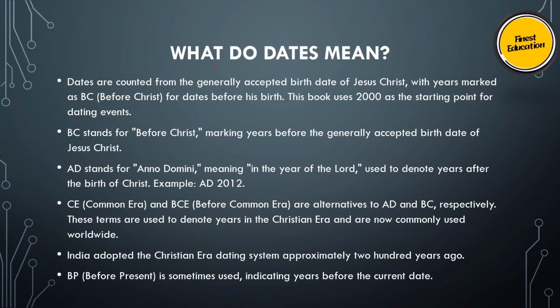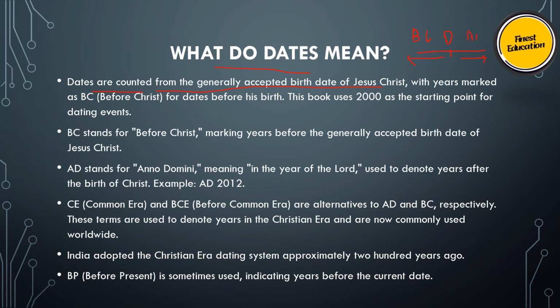Now, what do dates mean? See, dates also play a very important role while learning history, as they help us to understand how things have evolved. These dates are counted from the generally accepted birth date of Jesus Christ. It means we generally consider the birth date of Jesus Christ as 0, and the years which occurred before the birth of Jesus Christ are denoted in BC, and all the years after the birth of Jesus Christ are considered in AD.